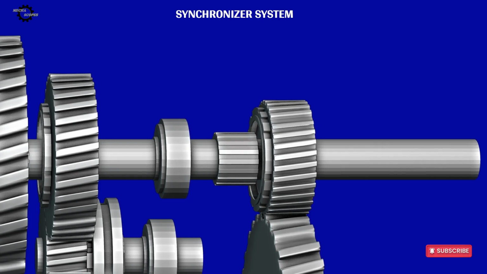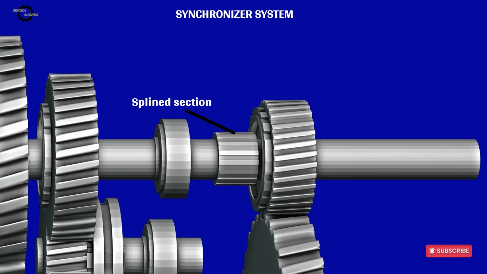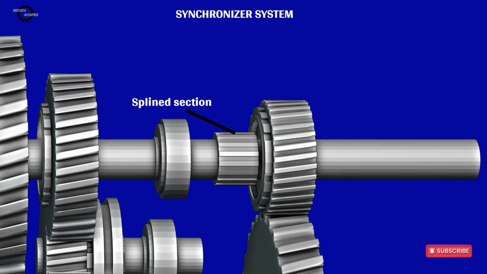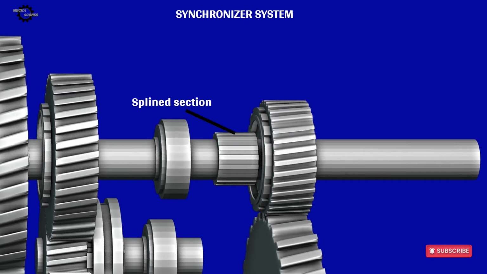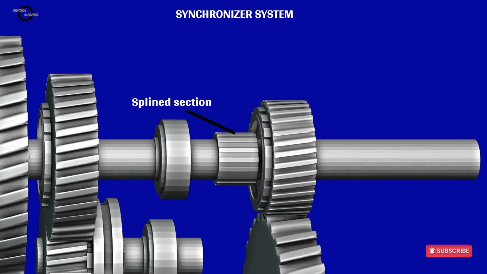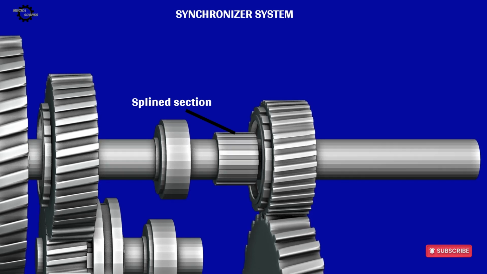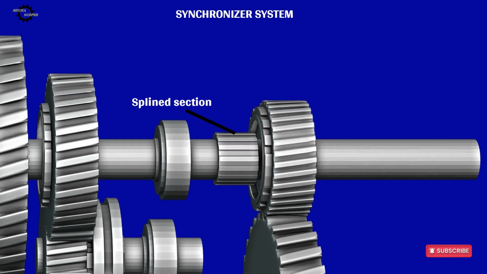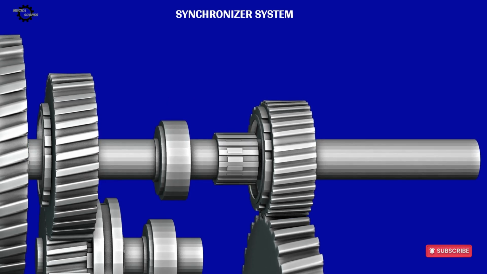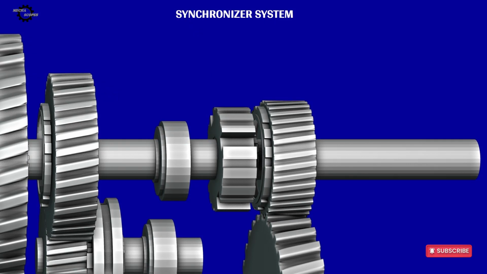The first component is the spline section of the output shaft. These splines are machined directly into the shaft and provide a fixed connection for the synchronizer assembly. Because the splines and the shaft are locked together, they always rotate as a single unit. Mounted onto these splines is the synchronizer hub. The synchronizer hub is permanently connected to the shaft through the spline section. As a result, whenever the shaft rotates, the synchronizer hub rotates with it.